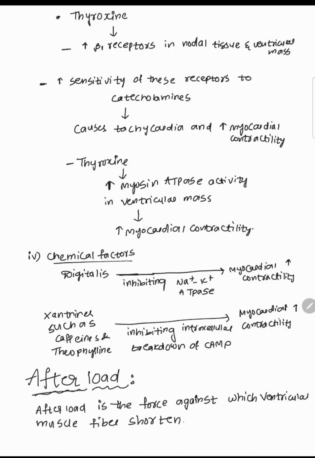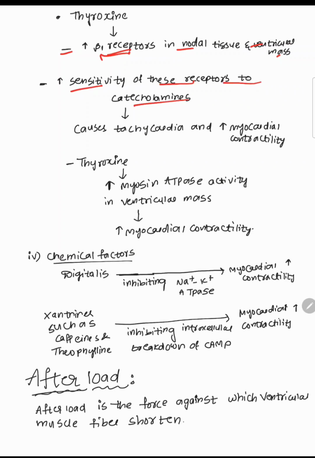Thyroxine increases the myocardial contractility in three ways. One way is that it increases the beta 1 receptors in the nodal tissue and ventricular mass. The heart has nodal tissue, and we discussed the ventricular mass; in these we have receptors. Thyroxine causes beta 1 receptors to increase. When beta 1 receptors increase, cAMP increases; cAMP increases calcium, and further myocardial contractility will be increased. In another way, it increases the sensitivity of these receptors to catecholamines.